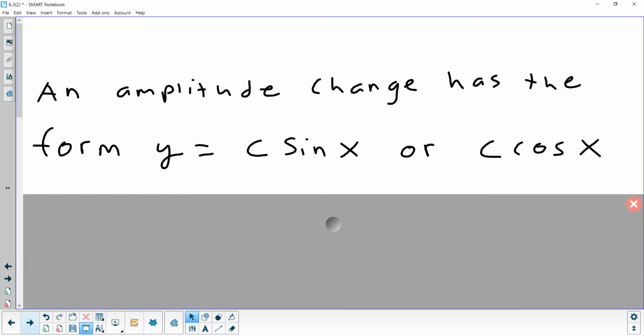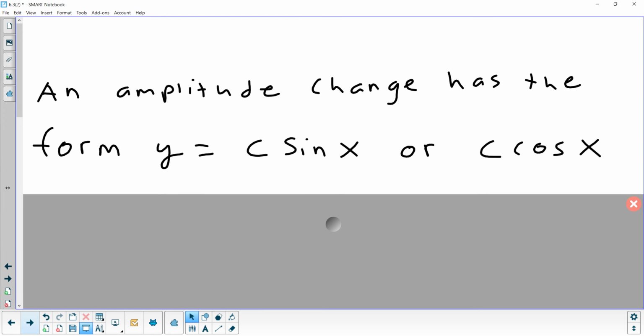So, how do you identify something as an amplitude change? Okay, first we have to look for two things. Two things I keep telling you to look for. The what and the where. What are you doing? Where are you doing it? With an amplitude change, what are you doing? You're multiplying. This is a stretch. Where are you doing it? You're doing it in front.